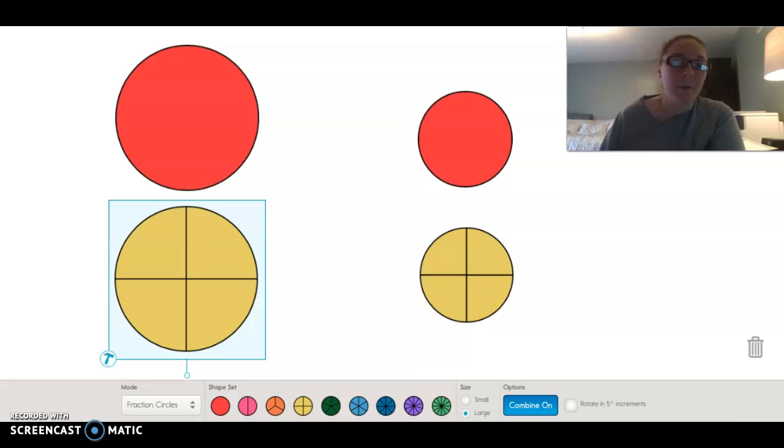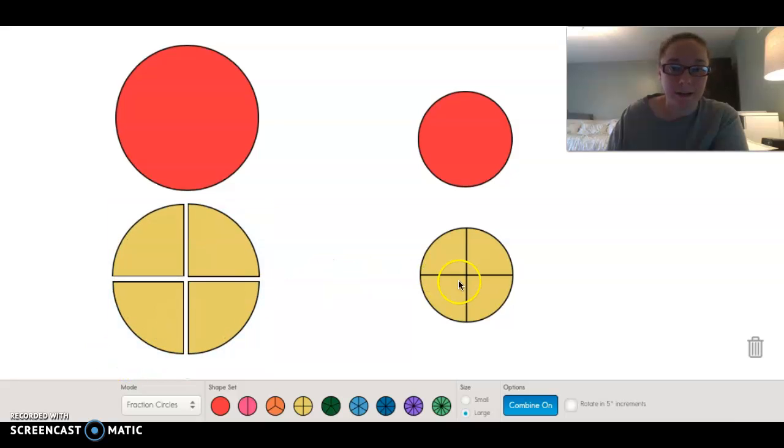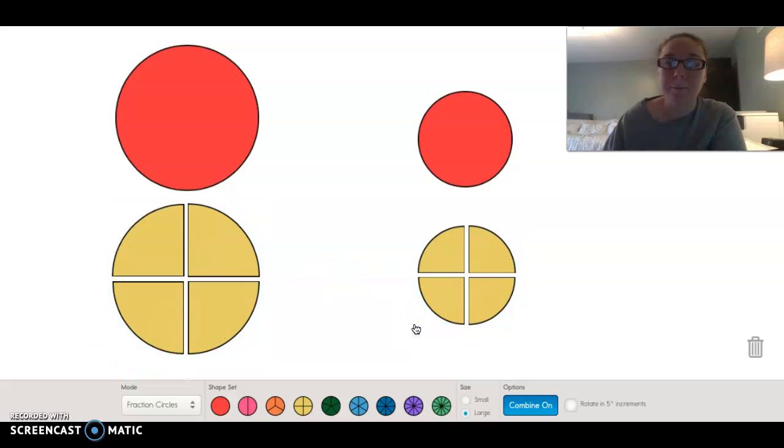The first thing that's important to note is that if the whole is not the same size, then you can't really compare the sizes of the fractions. Here is a larger red circle and a smaller circle. You might want to think of this in terms of a pizza. One's an extra large, one's a small. If I divide both of these wholes into fourths, this is what that looks like. I'm just going to disconnect these pieces so that you can see.